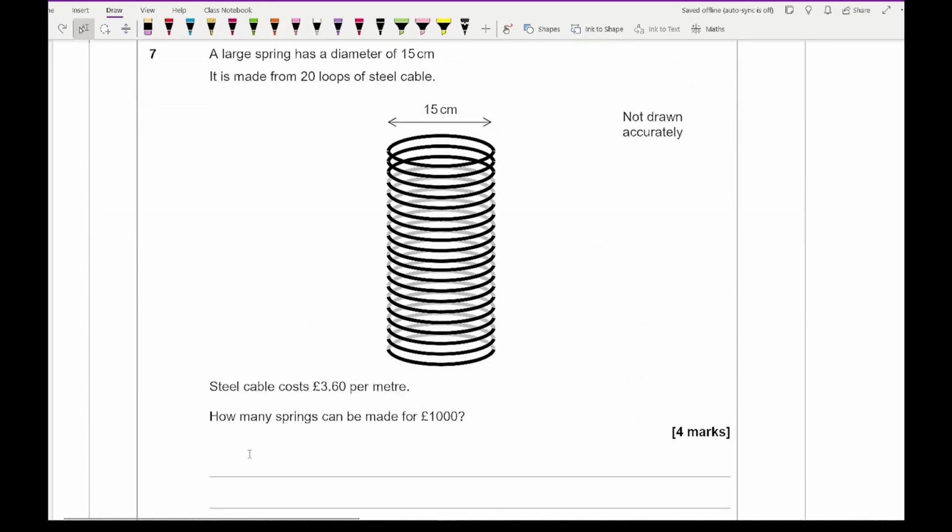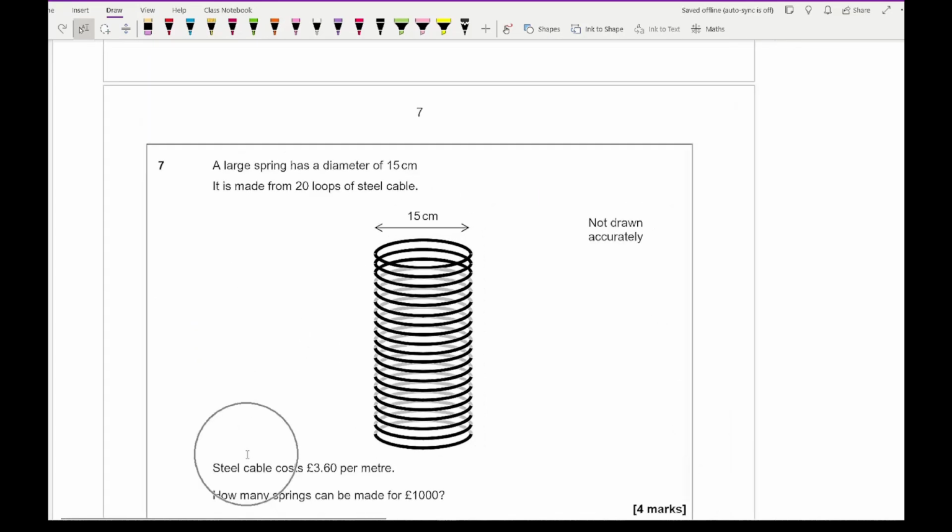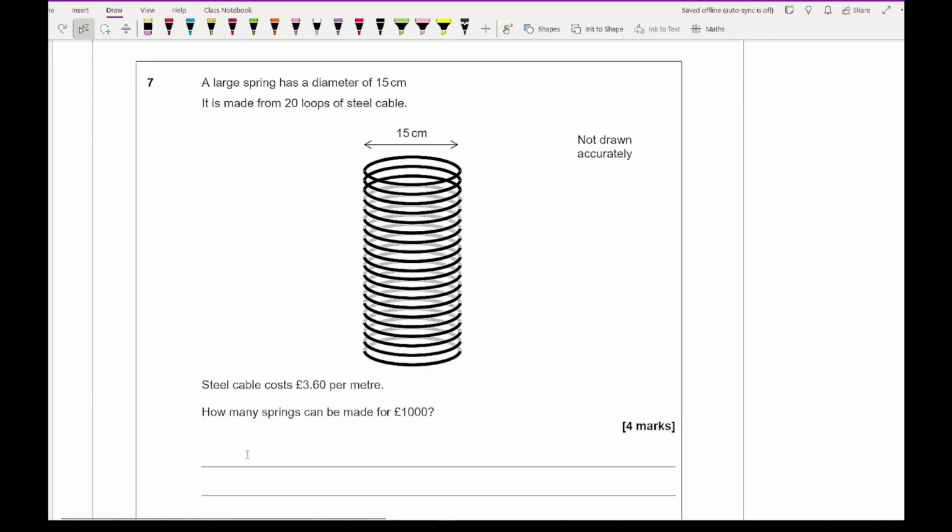Then moving on to question 7, it says that a large spring has a diameter of 15 centimeters. It is made from 20 hoops of steel cable. Steel cable costs £3.60 per metre. How many springs can be made from £1,000?